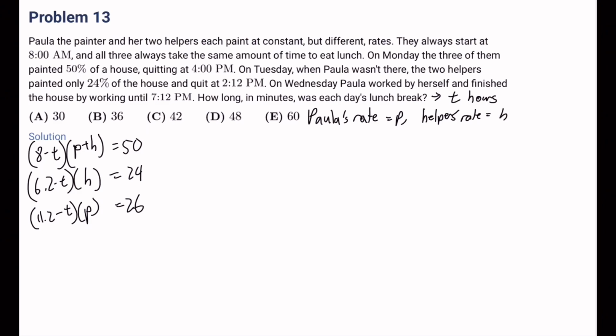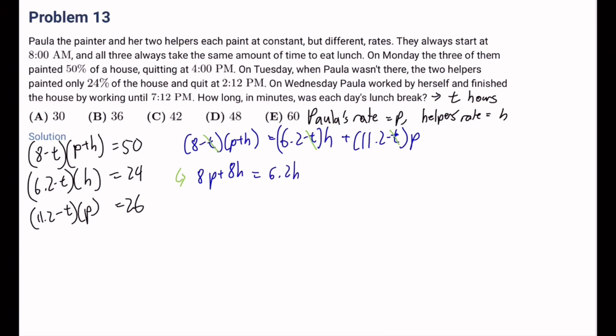So this is going to be 26, and the first thing that we notice is that this is equal to those two added together. So that's going to give us (8 minus T)(P plus H) equals (6.2 minus T) times H plus (11.2 minus T) times P. TP and TH, they all cancel. So if we cancel out the T's, then we will have 8P plus 8H equals 6.2H plus 11.2P. And so this will give us that 1.8H is equal to 3.2P. And so taking out the decimals, we see that 9H equals 16P.